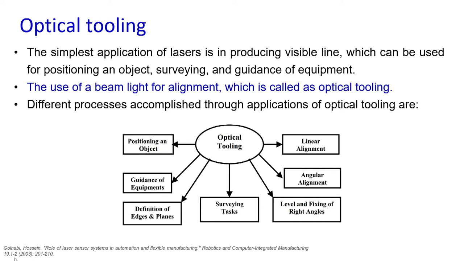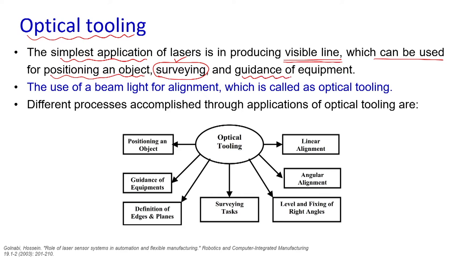The next application is in optical tooling. It is the simplest application of lasers for producing visible lines. In this case, we are generating the visible lines, and these lines can be used for positioning an object, and it is also being used for surveying. Based upon the surveying, we are deciding various parameters related to civil engineering, for example the road construction, or the dam construction. So we have to survey the site, we have to get the data or the elevation of the earth with respect to a certain reference point. For that purpose as well, for big projects, lasers are quite helpful for surveying applications.